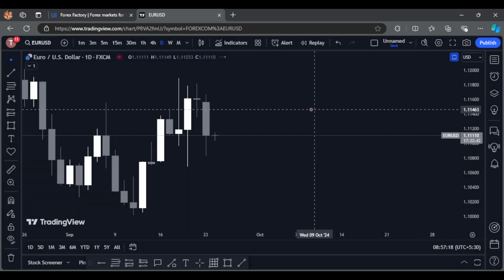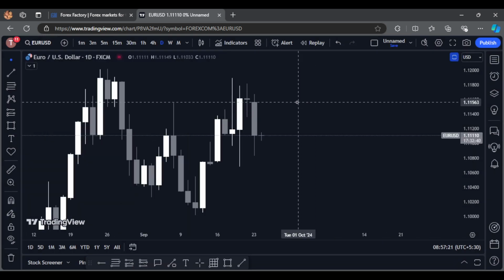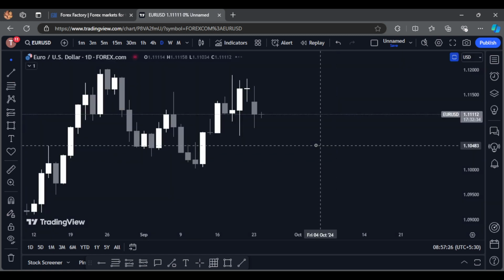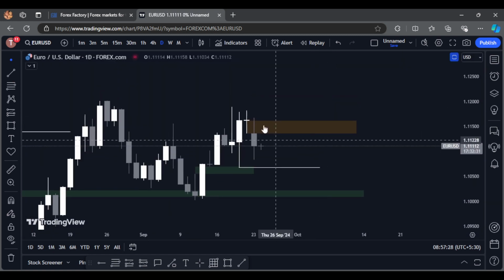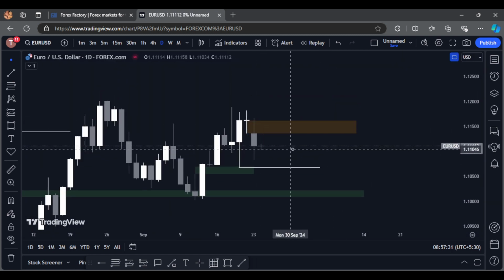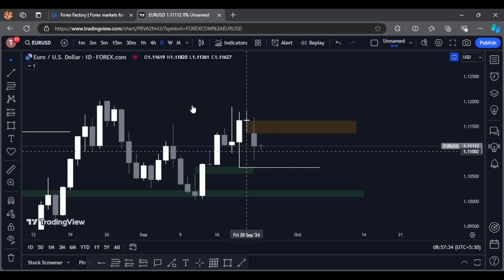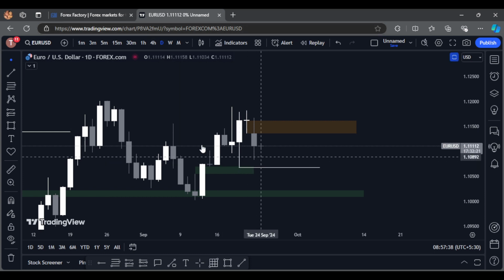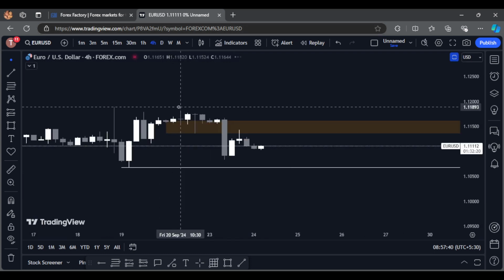So let's check the FXCM. So yeah, even here we are having a volume imbalance. So let's move to the forex.com now. Yeah. So now that we can see that we are having a volume imbalance, I'm anticipating that the price can possibly go up towards this volume imbalance. So let's move to the 4 hours to see what do we have within this candle range.